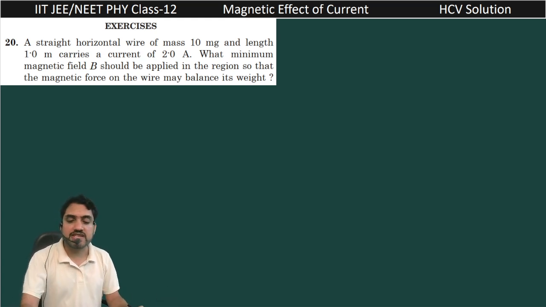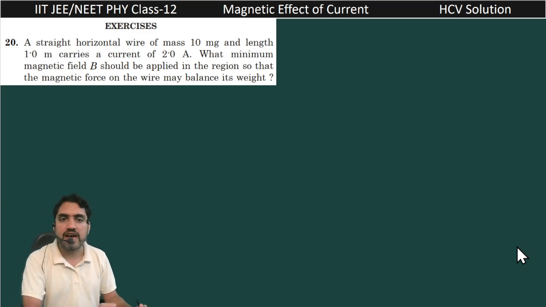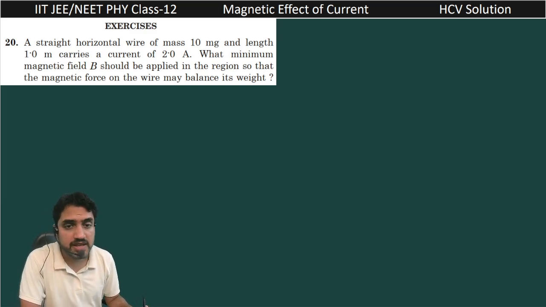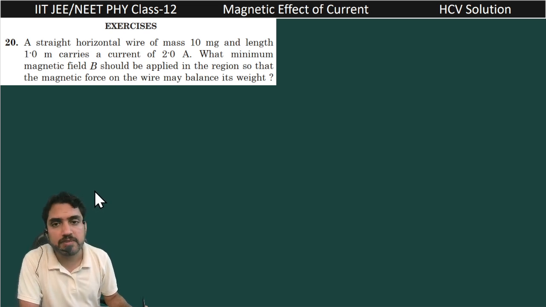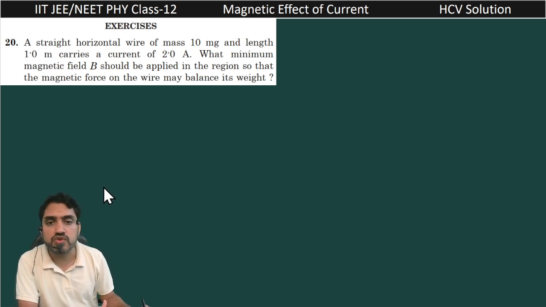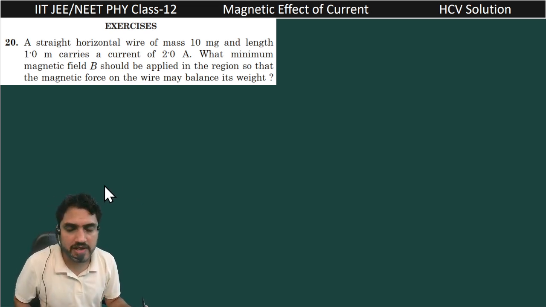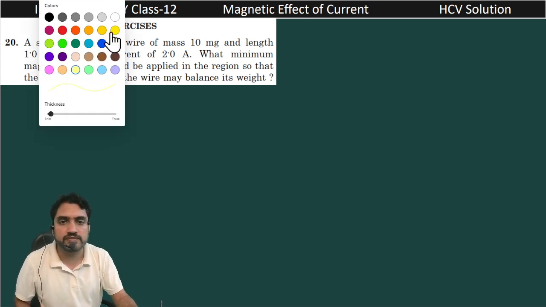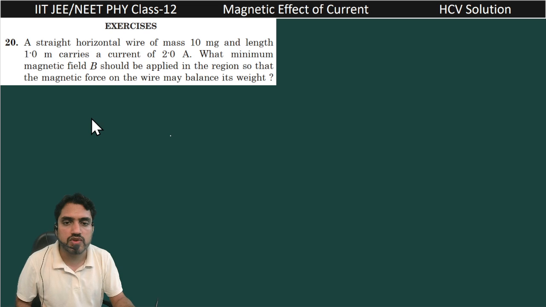Hello, my dear students. Now we are having the next question, question number 20. A straight horizontal wire of mass 10 milligram and length 1 meter carries a current of 2 ampere. What minimum magnetic field should be applied in the region so that the magnetic force on the wire may balance its weight? Okay, so we are having this horizontal wire.